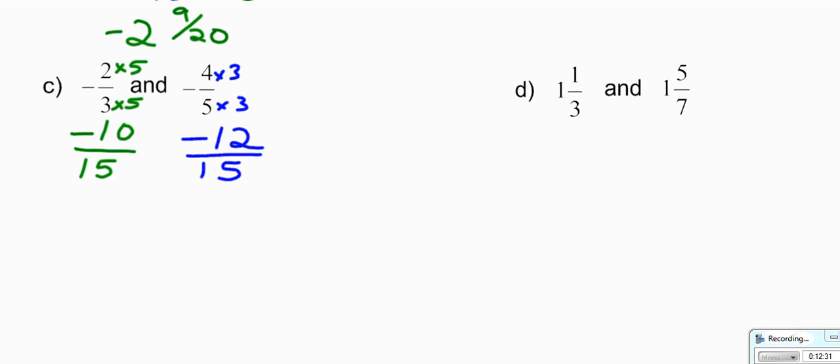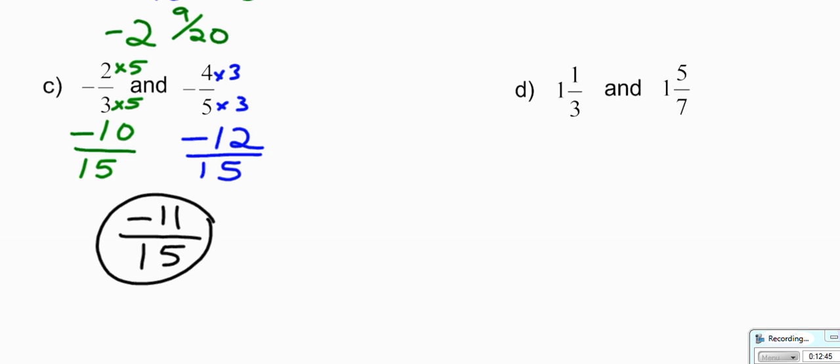and get negative 12 over 15. Well, 10 and 12, I know what comes in between 10 and 12, or I hopefully do. If not, let's practice some counting. And in between negative 10 and negative 12 is negative 11 over 15. So now we have a fraction in between our two given rational values. So I would encourage most of you to pause it at this time, try B and D on your own, and then check back for the answers.